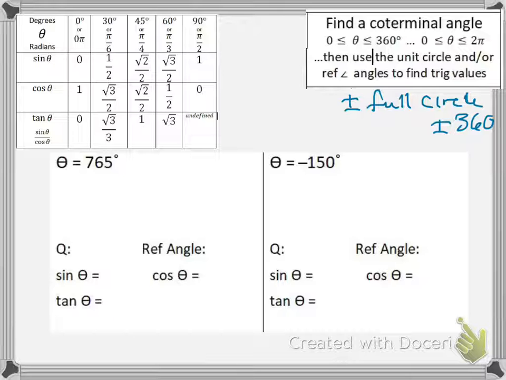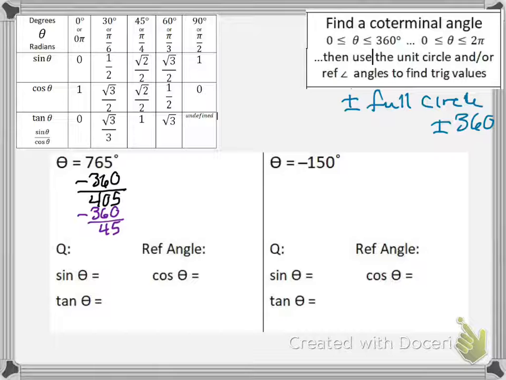765 is way too big. Minus 360 degrees gives me 405 degrees. Still too big. Let's subtract another 360 degrees. 45 degrees. So, we've got 45 degrees.